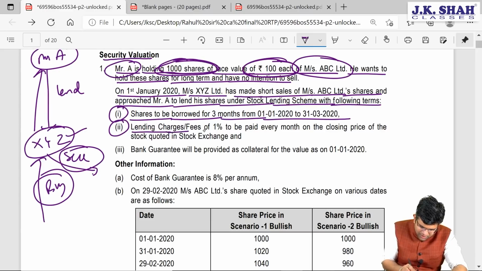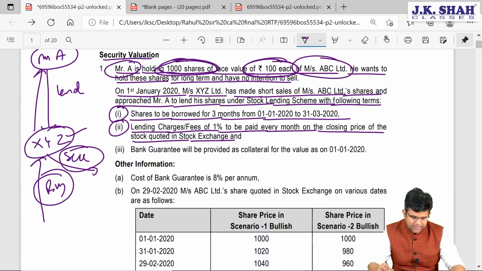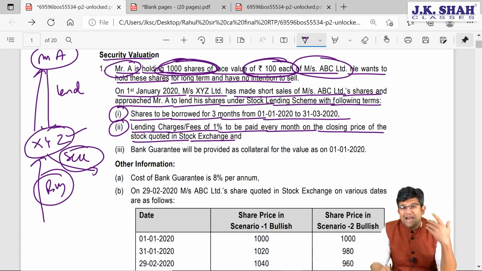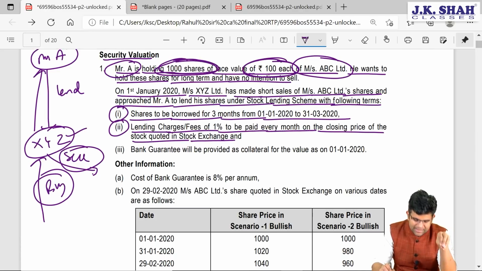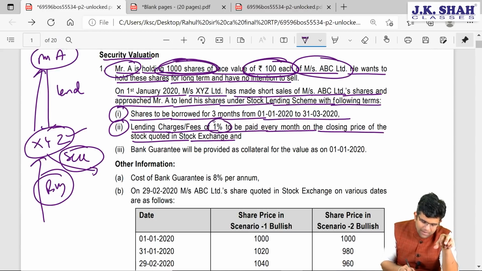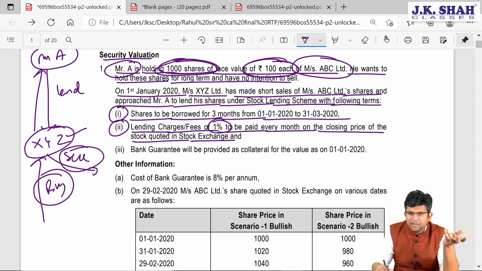Second, lending charges or fees of 1% to be paid every month on the closing price of the stock quoted in the stock exchange. Of course, when Mr. A is lending, he will require some kind of interest. That interest is referred to here as lending charges or lending fees, which are to be paid as 1% at the end of every month on whatever the closing price of the share will be at the end of that particular month. Like that, 3 such lending charges XYZ will have to pay to Mr. A because he has borrowed the share for a period of 3 months.